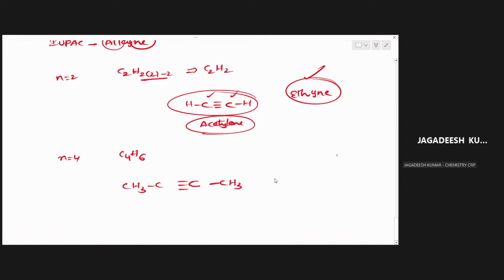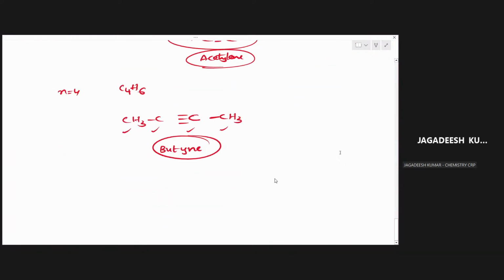So we are keeping 3 hydrogens. Now this is the structure of C4H6. And how to write the IUPAC name? How many carbons here? 1, 2, 3, 4. 4 carbons means the root word is but and the primary suffix is yne. So butyne. Clarity here. So like that we can draw the structures and write the formulas for all kinds, and these are the IUPAC names here.